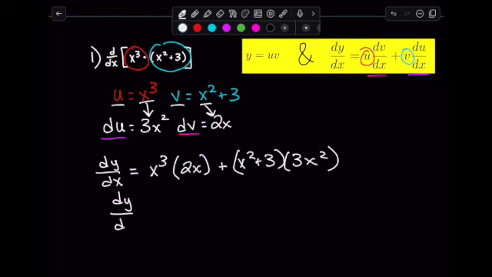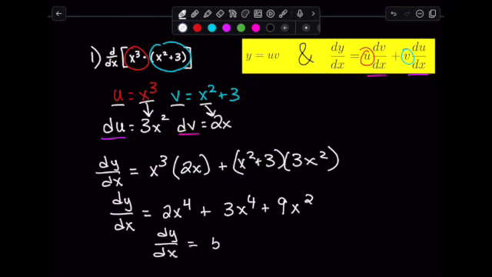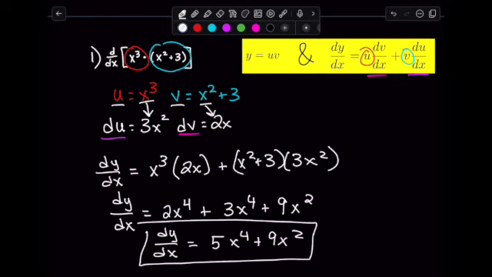So there we have it. Now it's just a simplification. We have 2x to the fourth plus 3x to the fourth plus 9x squared. In other words, 5x to the fourth plus 9x squared is our final answer.